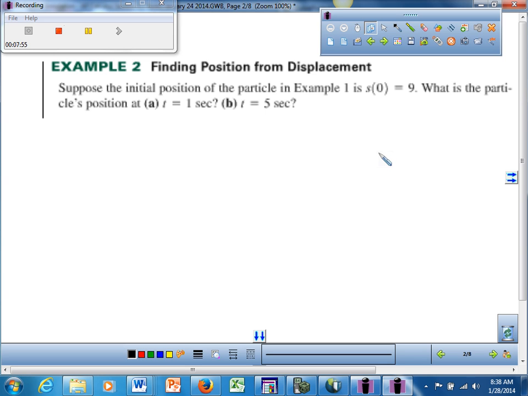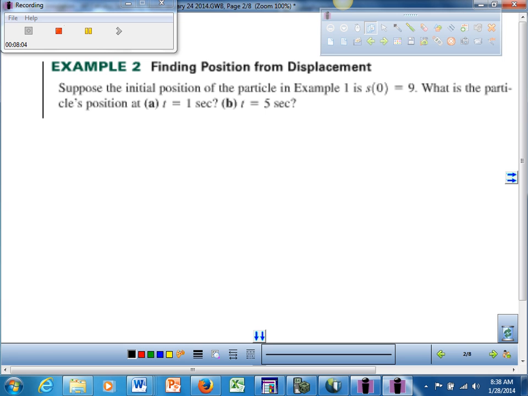Okay, finding position from displacement. So before we look at this example, let's get some notes down about displacement and total distance traveled. Okay, so again, let's think about what these mean. Can someone describe the difference between displacement and total distance traveled? Displacement is start to finish, comparing where you begin to where you end. Yep, okay. And total distance?